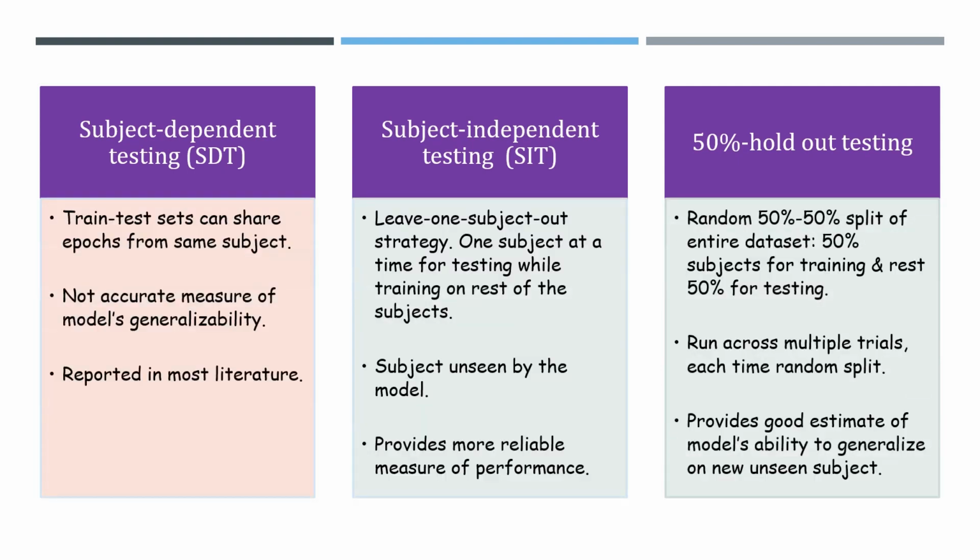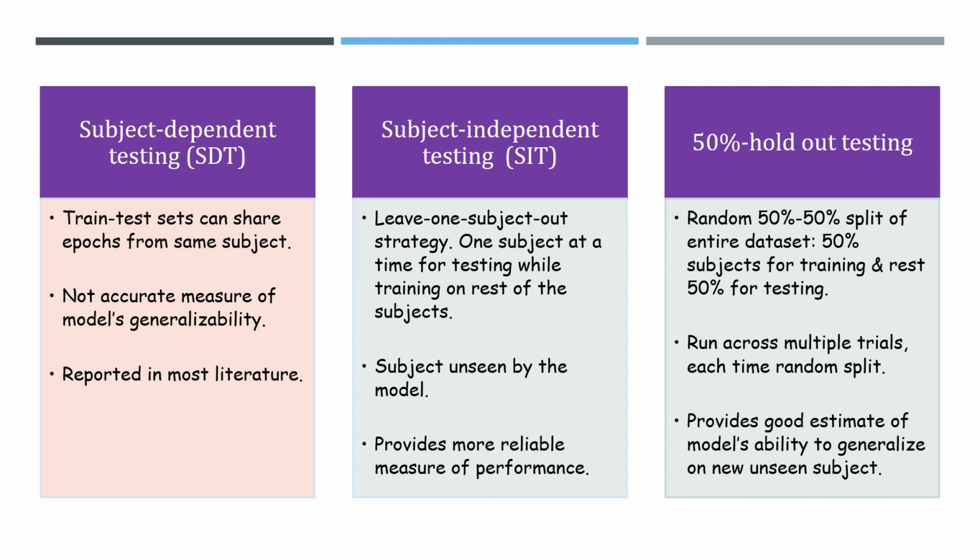So the basic difference between all 3 is that in SDT, the train and test sets can share epochs from the same subject because the splitting is done on the basis of epochs and not subjects, and hence it is not an accurate measure of the generalizability of the model. But it is the most commonly reported testing technique in the literature, and hence we have considered it in order to compare our study with the rest.